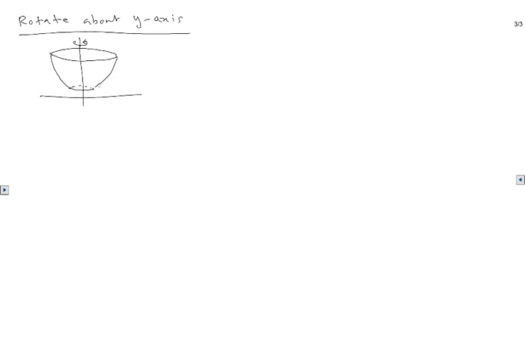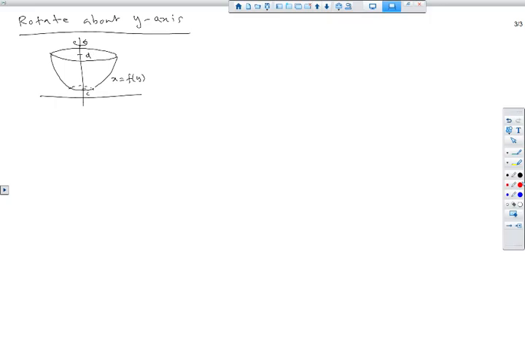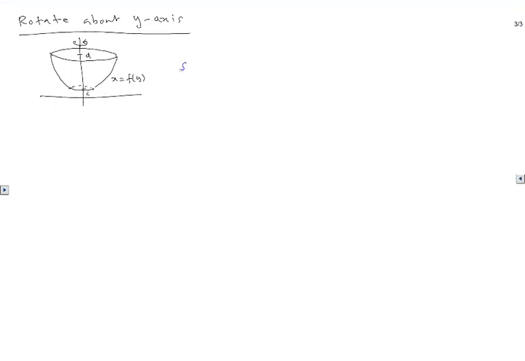So your curve, now you can write as x equal a function of y, and then you're going to have y limits. So y limits we normally write c and d, just to avoid the confusion. So that means your formula is going to be the surface area.